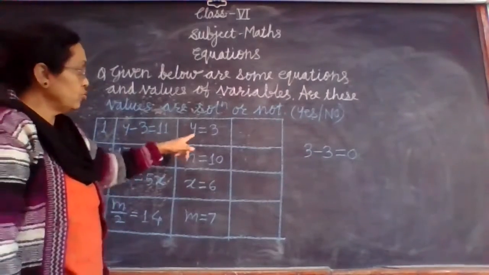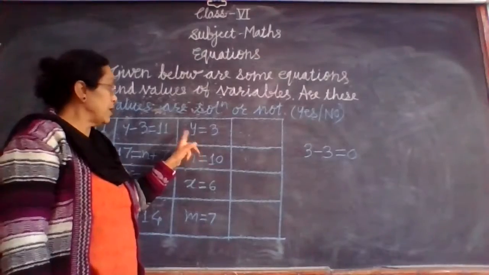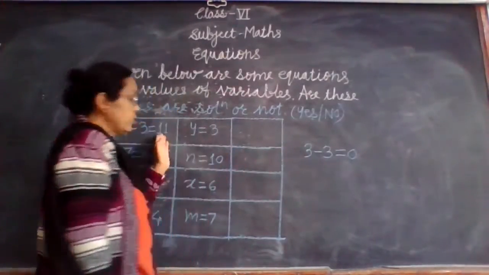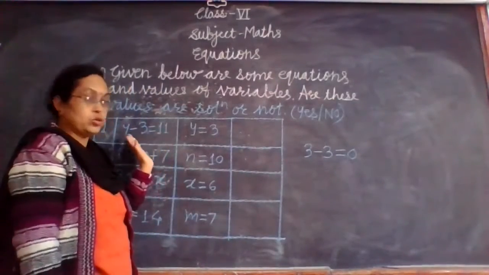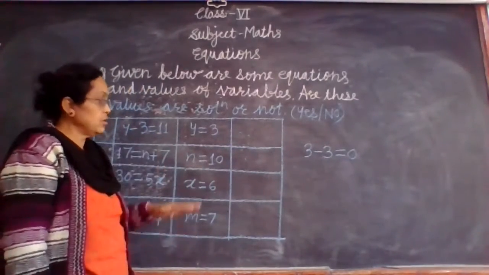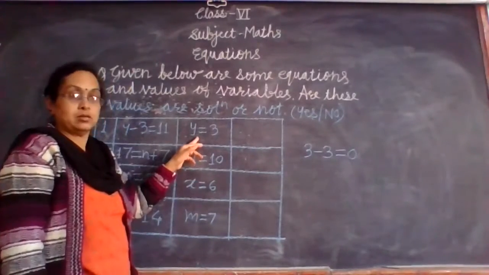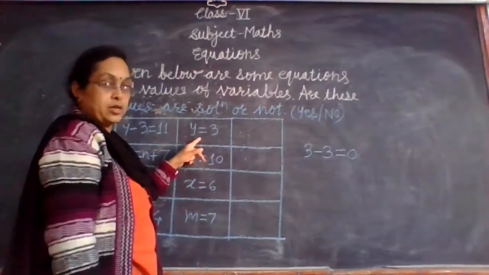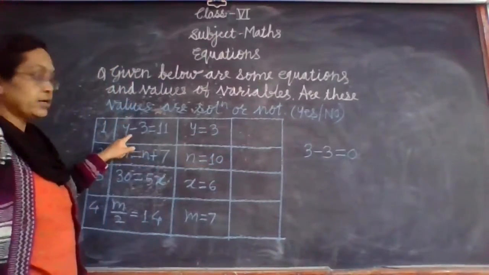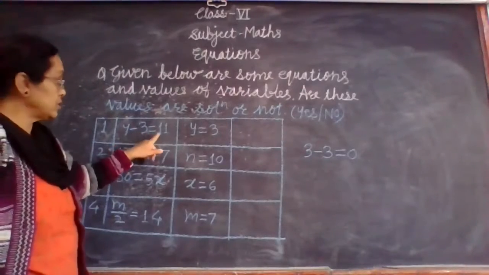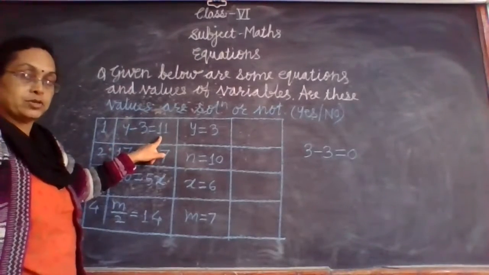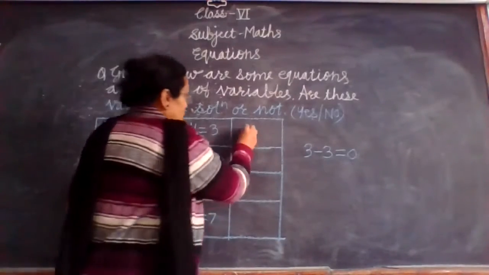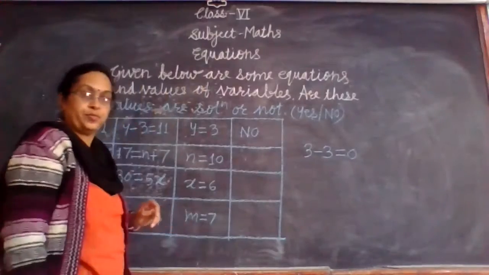For this value we are having the left side as 0 and originally the right side is 11. So both the sides are not balancing. So this is not the solution of the equation. That means y equal to 3 is not the solution. By putting that value, if the left side is equal to the right side of the equation, then only we can say that it is the solution. So here it is not, so we will write no here.